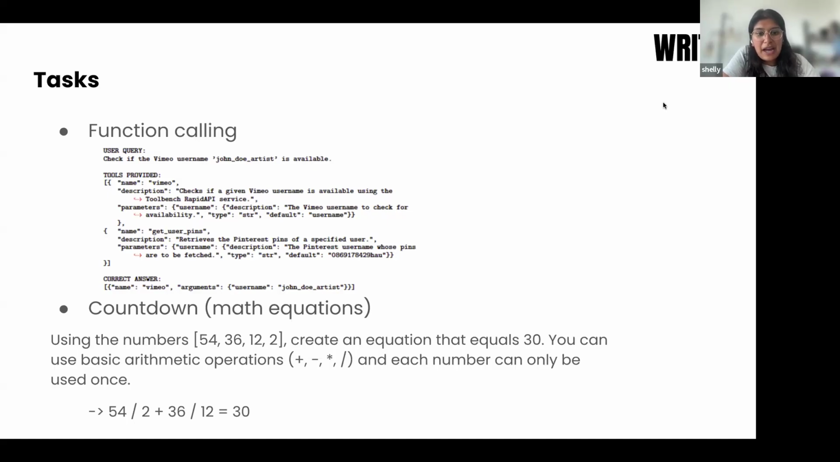But models are surprisingly bad at this task. The formulation is that you get a list of numbers, between 3 to 4 numbers, and you have to create an equation that equals some other target number, and you can only use basic arithmetic operations, plus, minus, times, divide, and you can only use each number once.